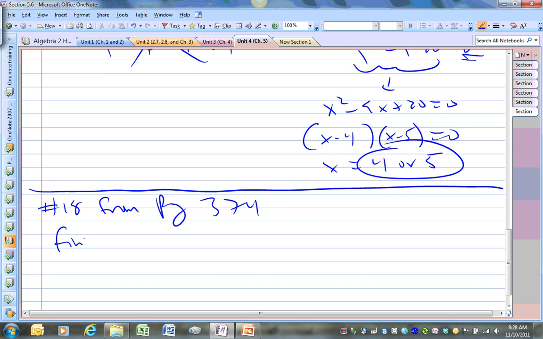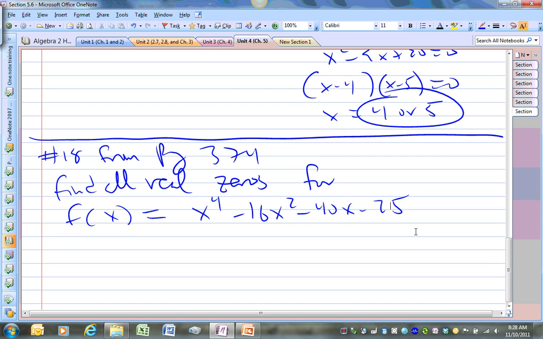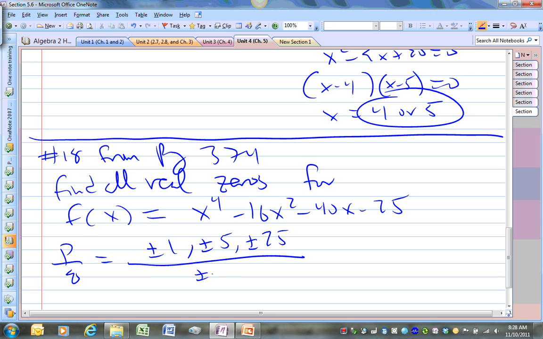You're asked to find all real zeros for f of x equals x^4 minus 16x squared minus 40x minus 25. Okay. So all the factors of 25 are the following. All factors of the leading coefficient are just this.